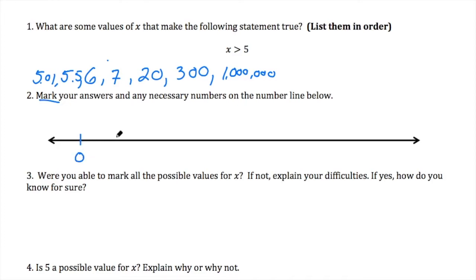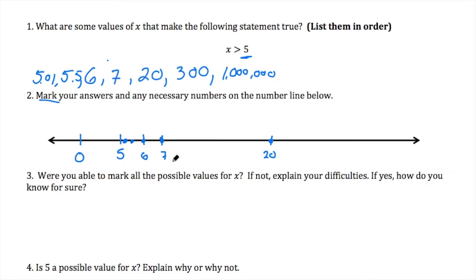So there's 0. It's always a good habit to put 0 on your number line. And then we're going to mark the important number 5 here, and then we can find some of our other numbers like 5.01, 5.5, 6, there's 7, 20 would be down here a little bit further, and 300 and a million are off the line to the right.